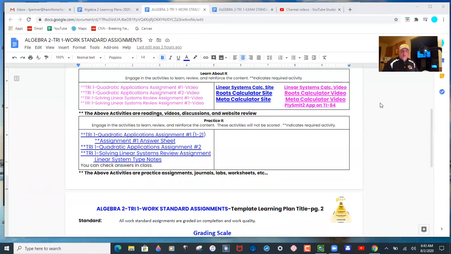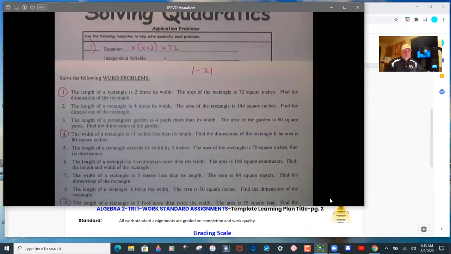Maybe a little bit of the quadratic applications, but not very much, maybe one problem. So you need to just finish these and I will grade them based on completion. There are going to be four videos, two on the linear systems review, and you see the calculators over here that you can use. This one is on the first quadratic application assignment, which is just dealing with word problems that produce a quadratic.